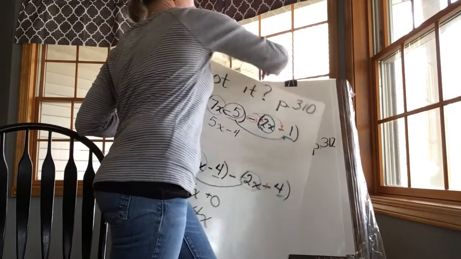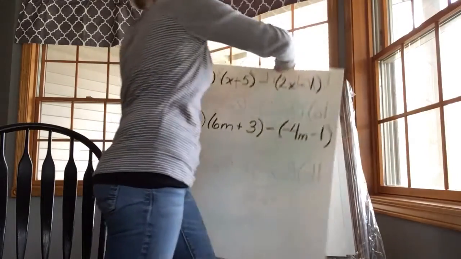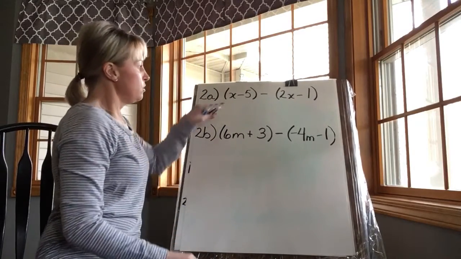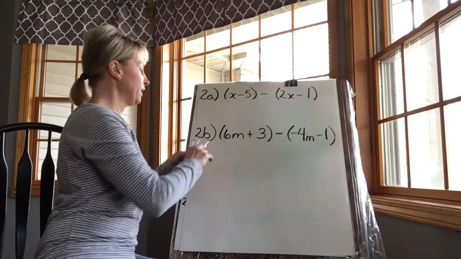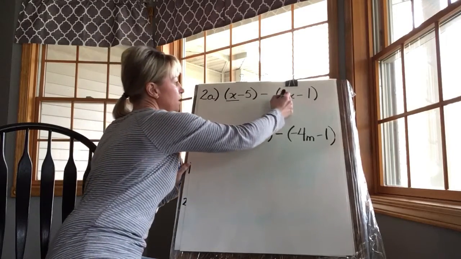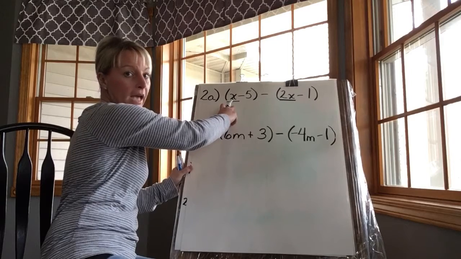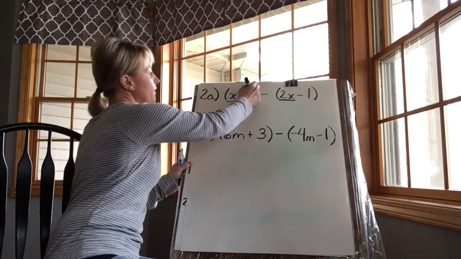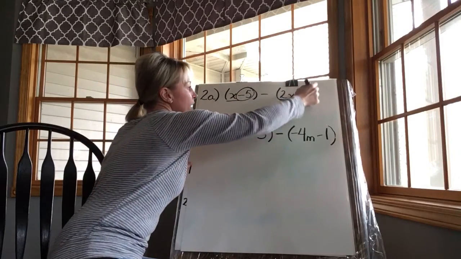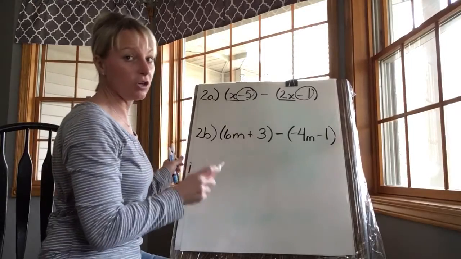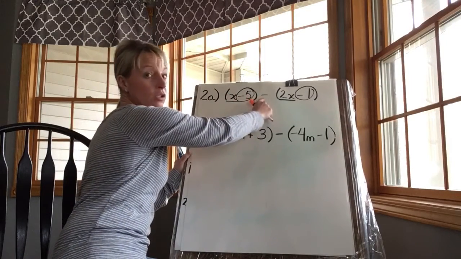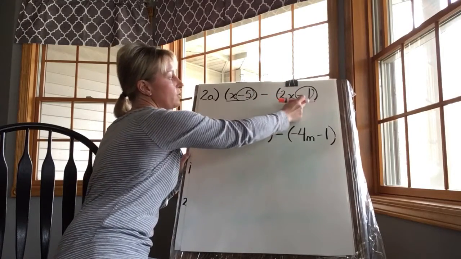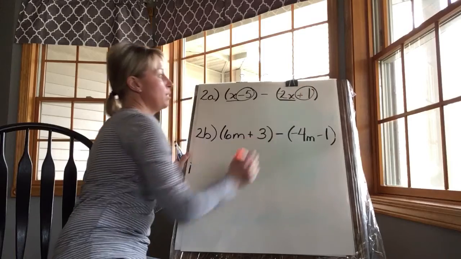Turn the page and look at your next got it problems. We are at 2a and 2b. So again, you're going to combine the like terms. We have our x's, an x and a 2x. If an x is alone, it's like having 1x. And then we have our negative 5 and our negative 1. But before we do that, make sure you distribute that negative sign. It's like multiplying through by a negative. So a negative times a positive is a negative. A negative times a negative is a positive.